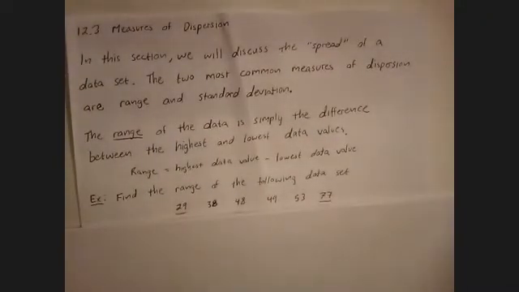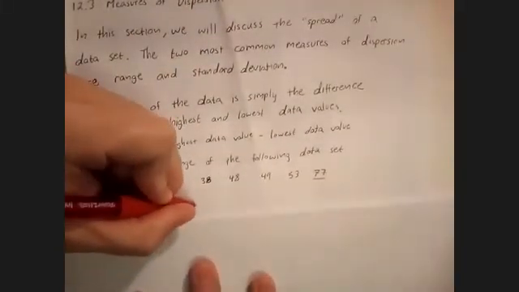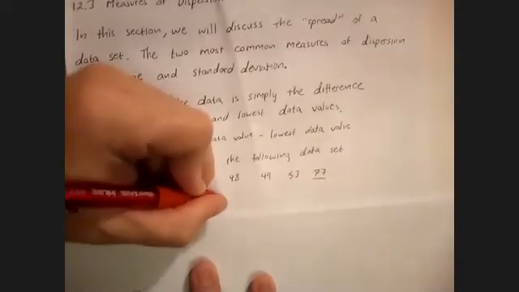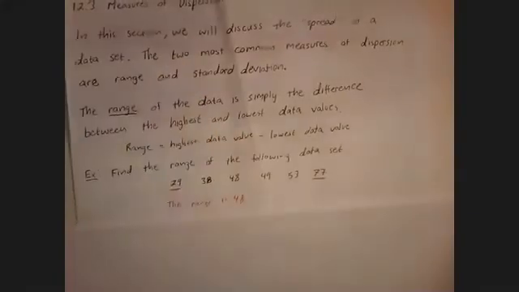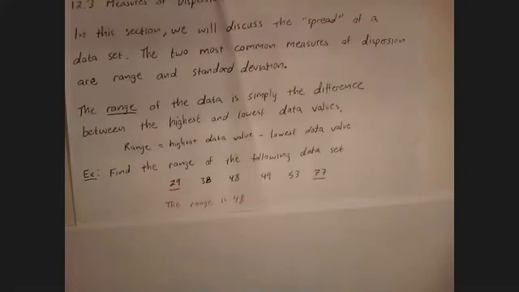So to find the range, all I got to do is subtract 77 from 29, and we get 48. So the range is 48. So I just subtracted 77 from 29 and got 48.